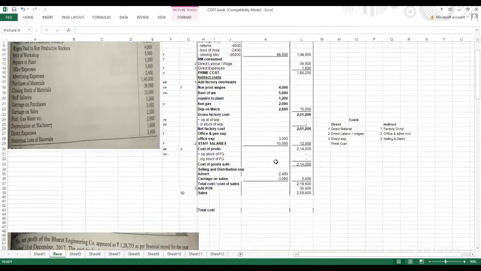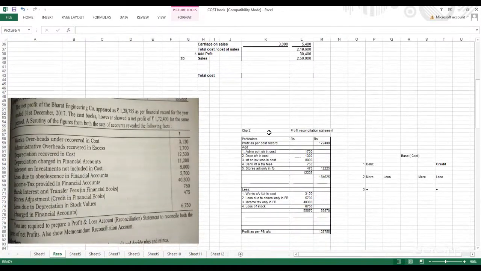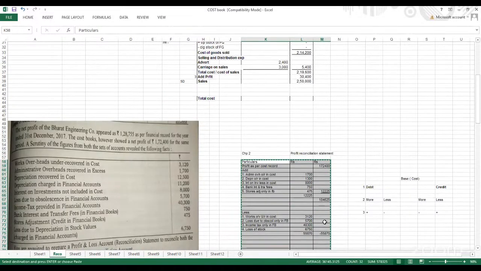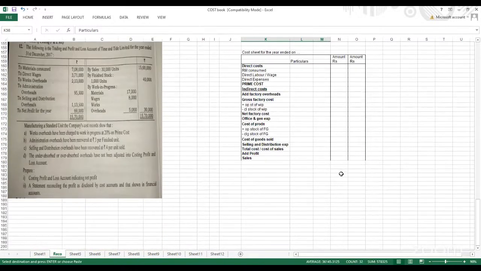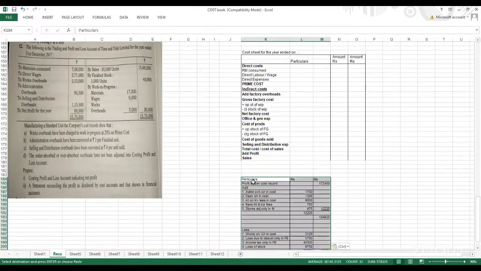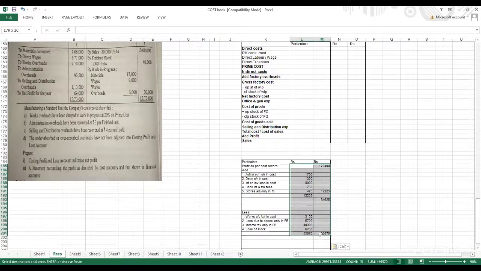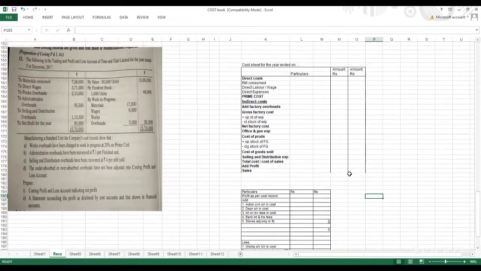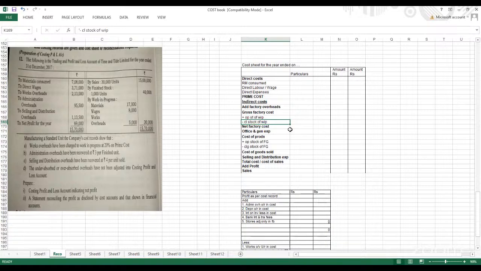Listen, students. After making this cost sheet, you will have to make this reconciliation statement again. Yes, you will have to do this. So I'll copy this format again. You have to make that as well, below this. Okay, I'll just remove its values. But first we need to complete the cost sheet.